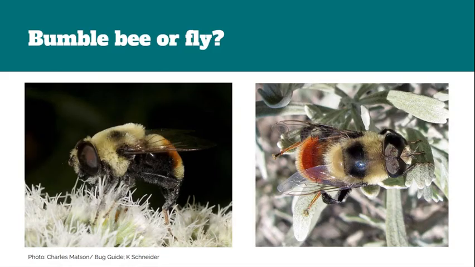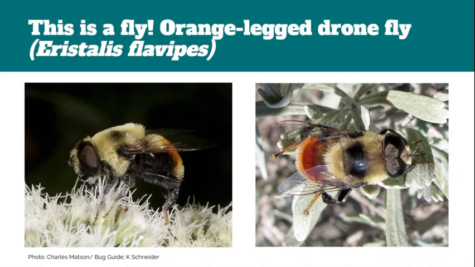So let's see how you do now. Is the insect pictured here a bumblebee or a fly? If you said fly, you're correct. While the colorful hairs can be misleading, this insect has 2 wings, very large eyes, and short stubby antennae, making it a fly.